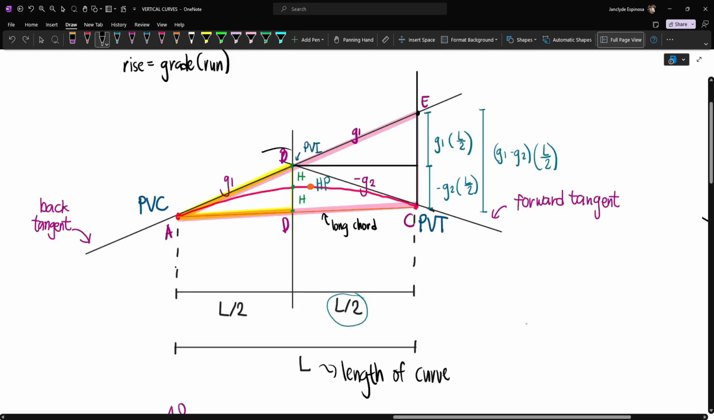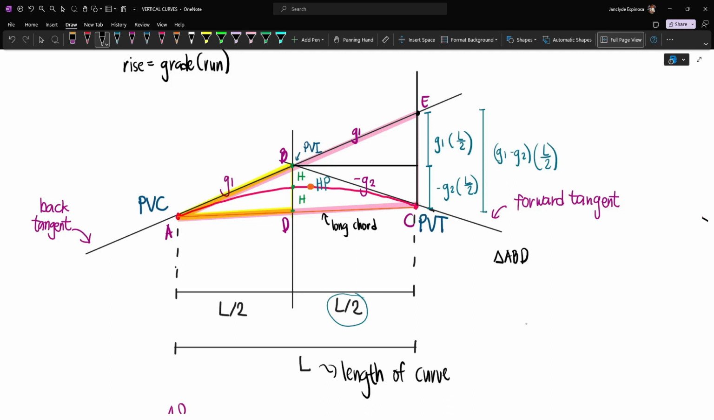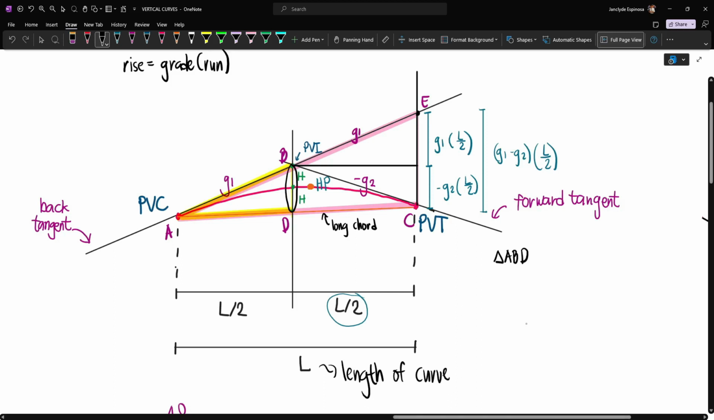Now first, let's look at triangle ABD. From triangle ABD, by ratio and proportion, let's relate the height with the horizontal distance that it covers. For triangle ABD, our height is h plus h, which is 2h, divided by the horizontal distance, which is L over 2. And then for triangle ACE, we have a height of G1 minus G2 multiplied by L over 2. So this is BD over L over 2, equal to this length, segment CE, divided by the horizontal distance that it covers, which is the length of the curve, or L, because it's from PVC up to PVT. So this is over L.